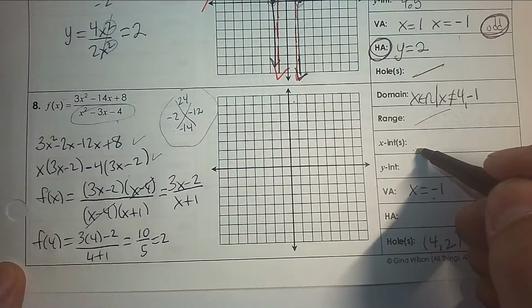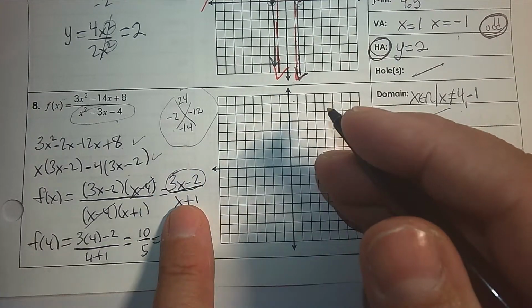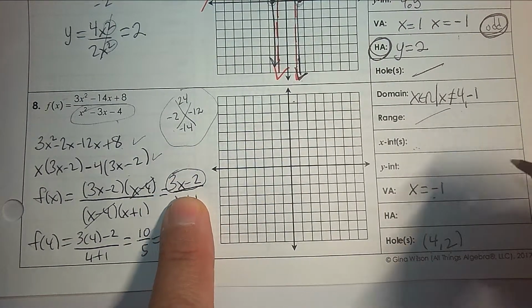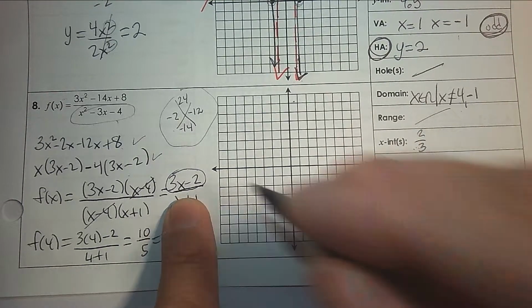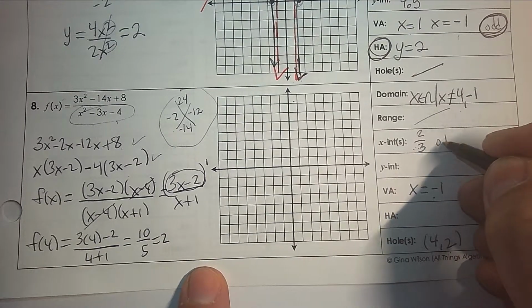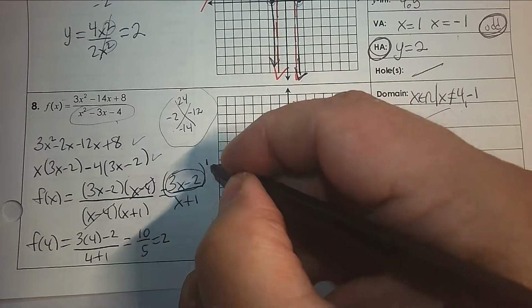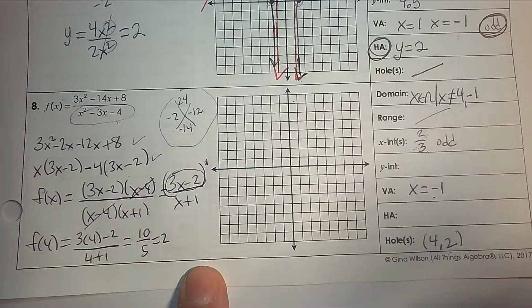X-intercept. Look at the numerator. What's the 0 of what remains? Add 2 and divide by 3. Is that an odd or even asymptote? Has an odd exponent. So what does that mean? At 2/3 it's going to cross.